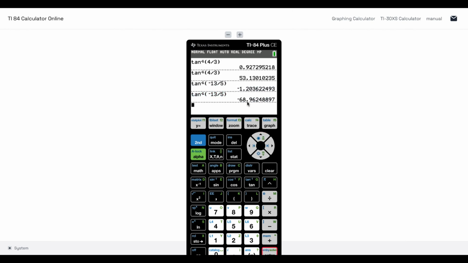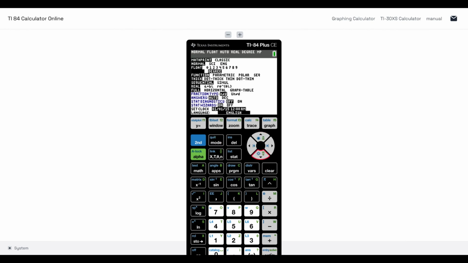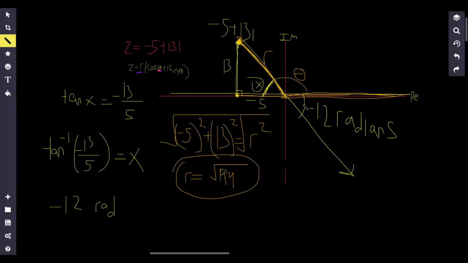This is about -68 degrees, meaning that this angle is going to go clockwise, right? So it doesn't actually represent this angle x that we're looking for.